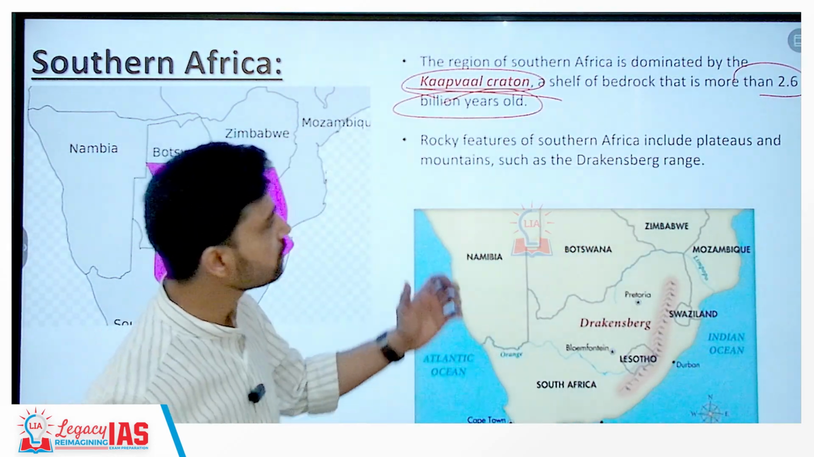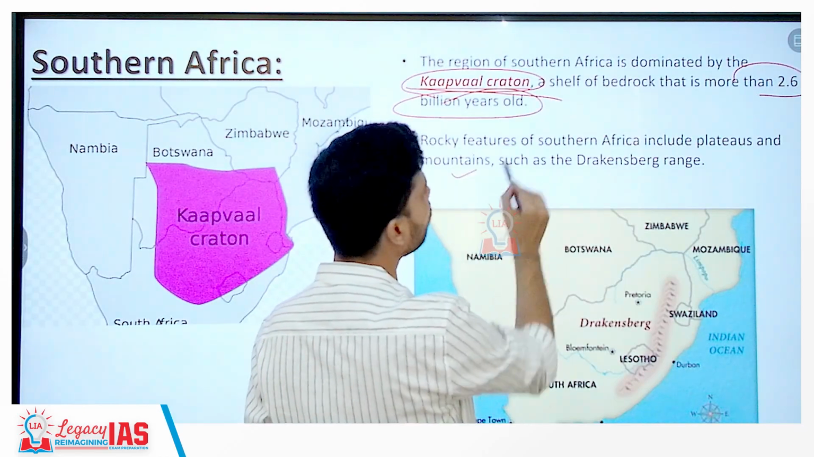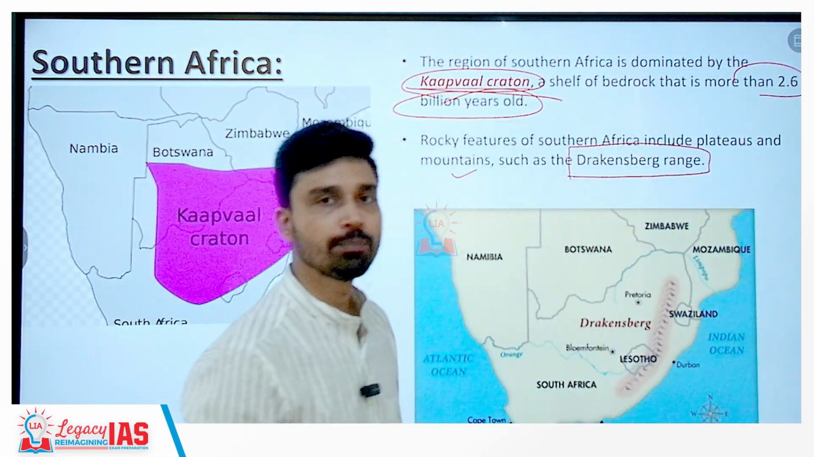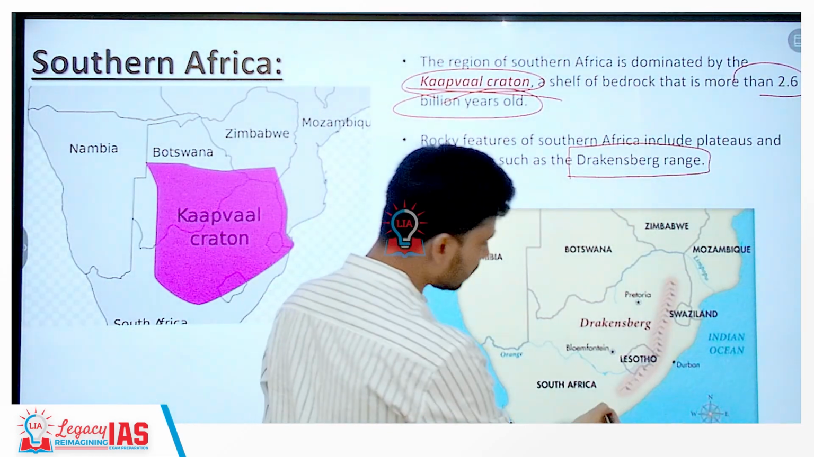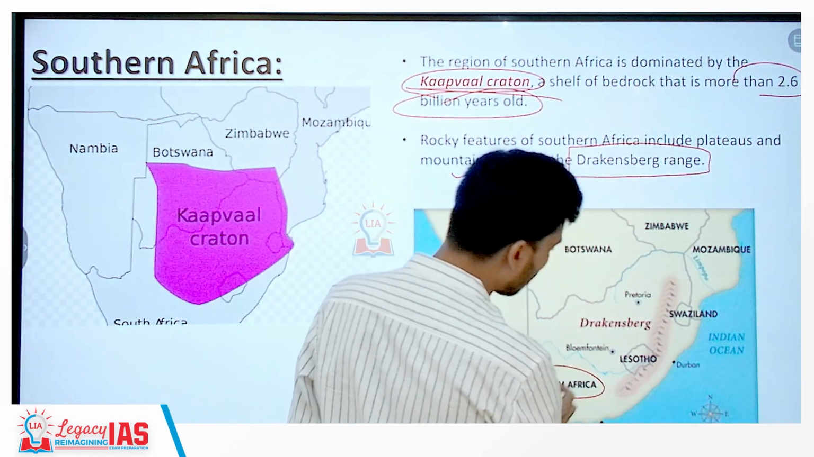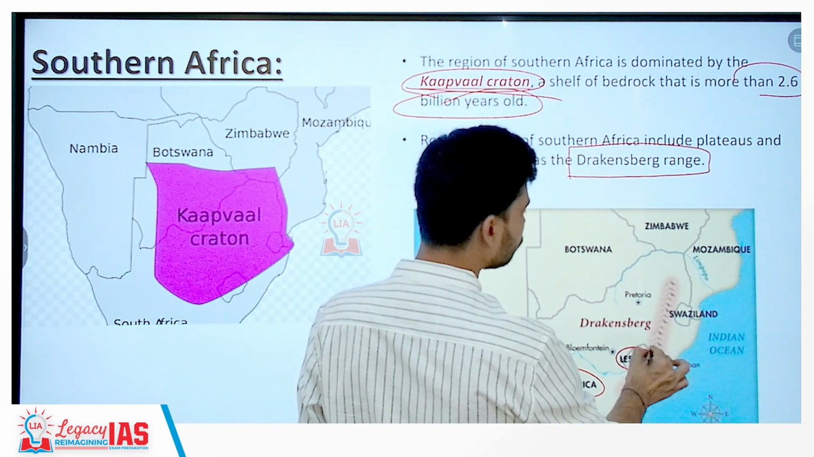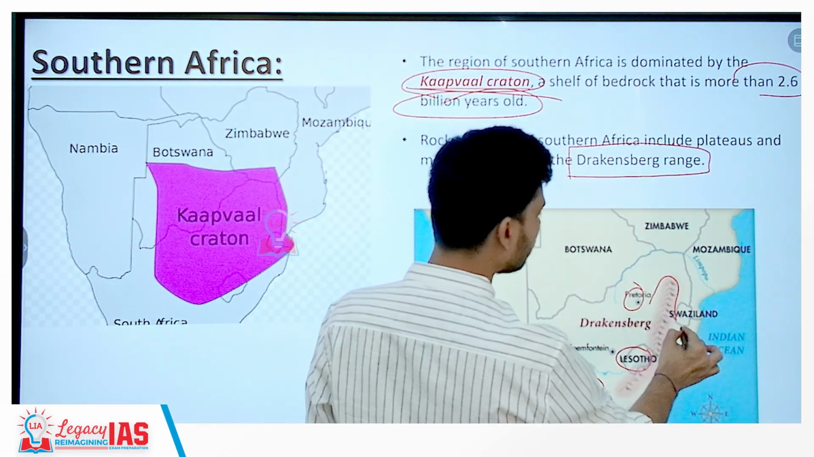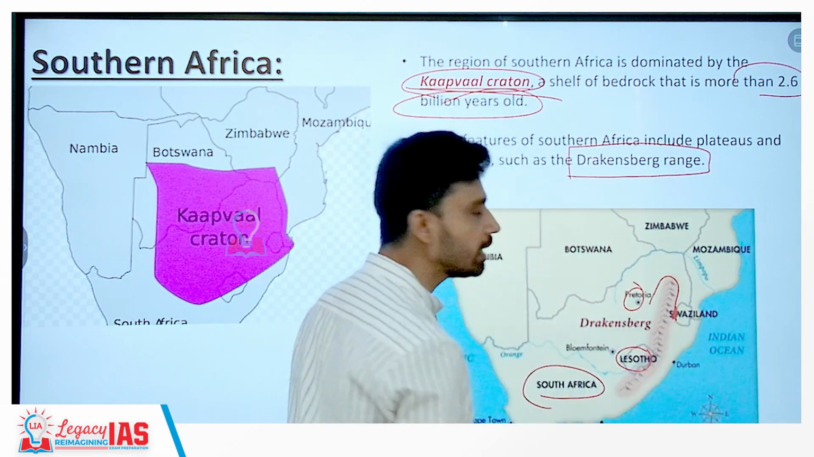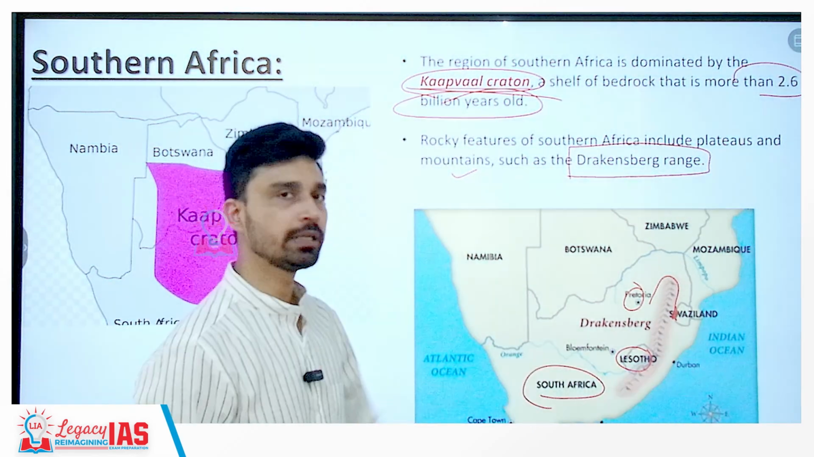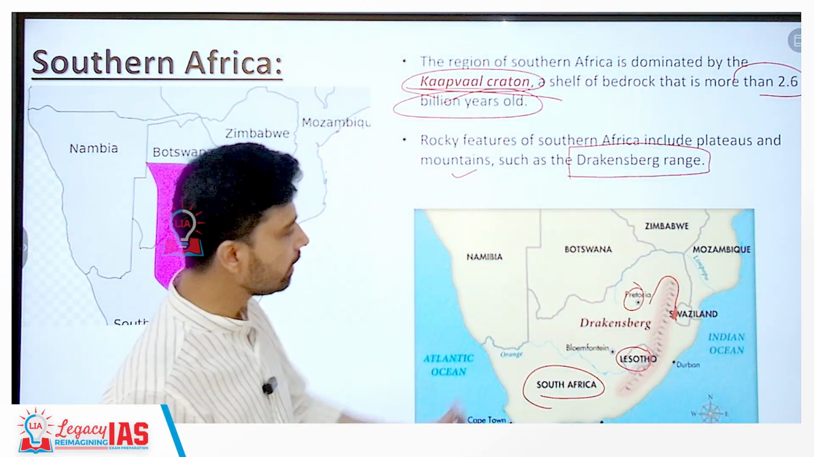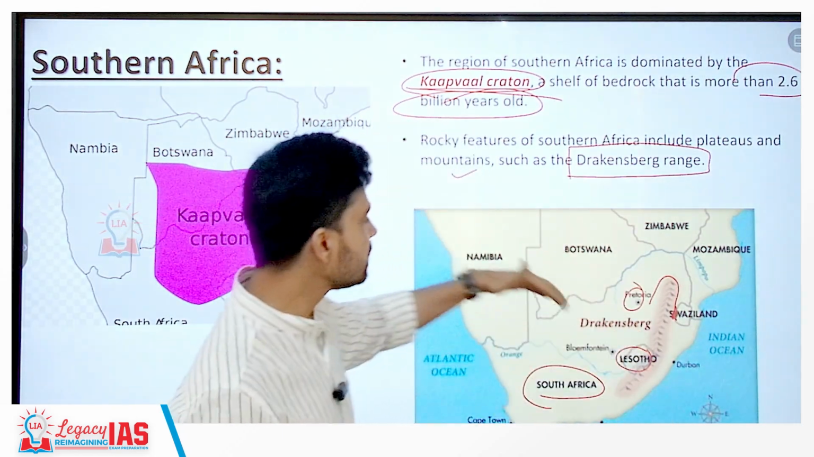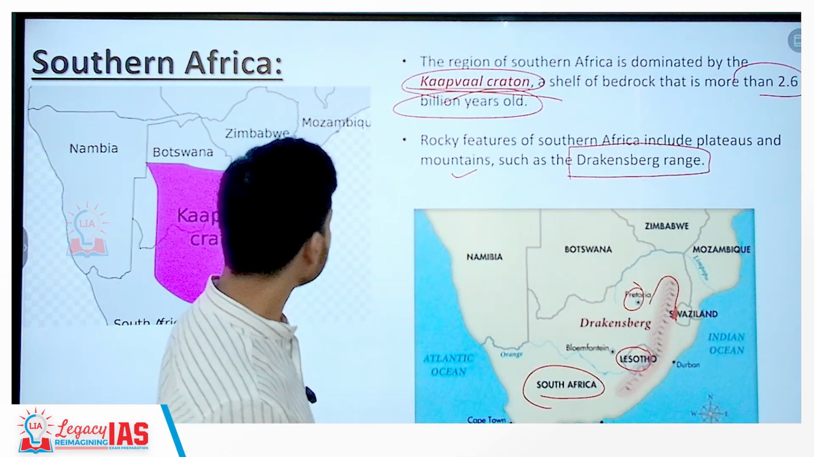The rocky features of southern Africa include plateaus and mountains, and the major mountain range present in South Africa you can see on the map here, extending from South Africa, then passing through Lesotho, then passing through the entire region of Pretoria in South Africa, and a small part of Swaziland also has this Drakensberg mountain. But largely we can say more than 95% of this mountain range is part of the South African country.